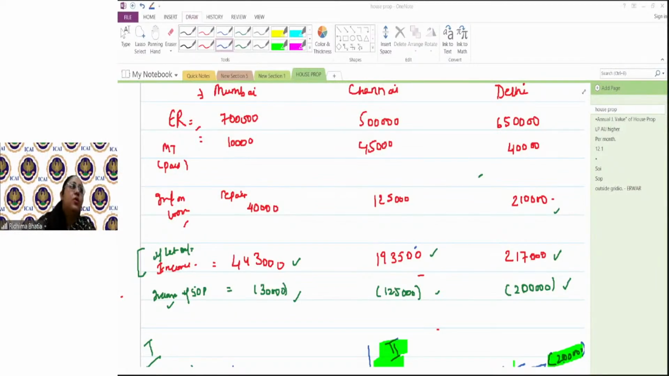Tax liability, Darshan, all heads of income, abhi it's a far thing to do. Don't jump. Dheere dheere you will get to know all those things. Koi doubt, guys? Jitendra, Kavita, anyone?